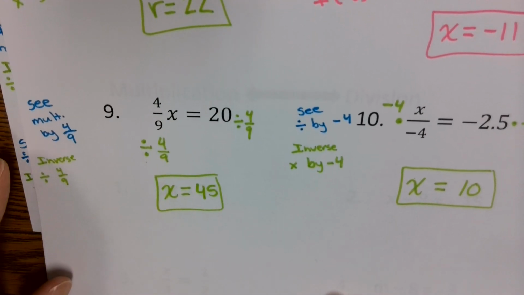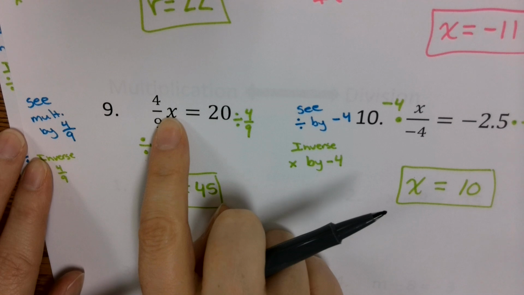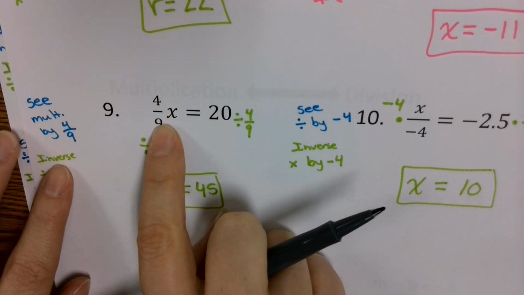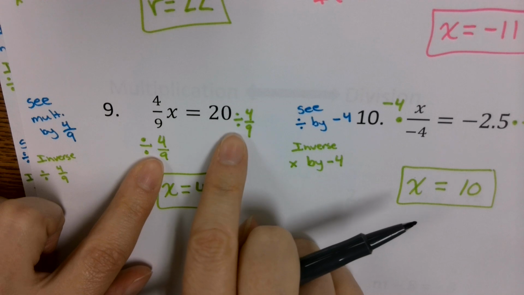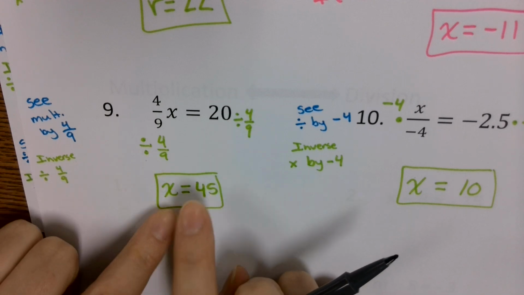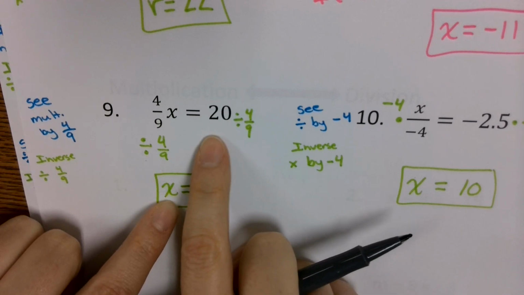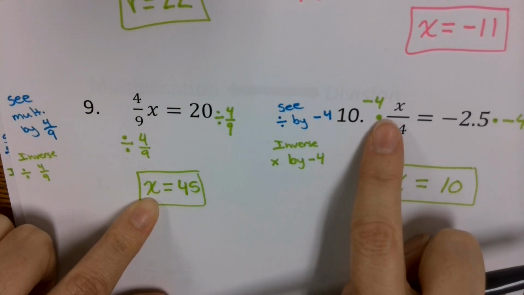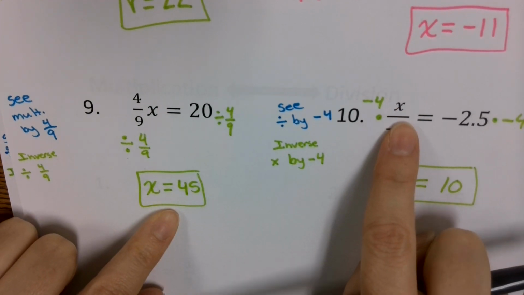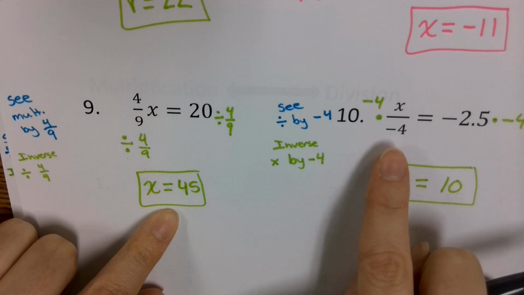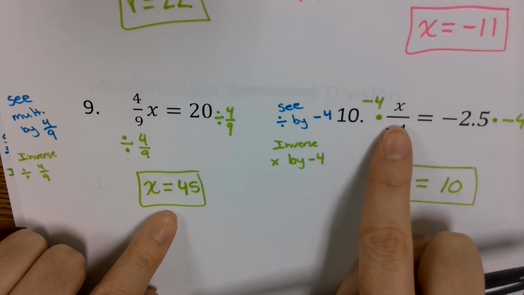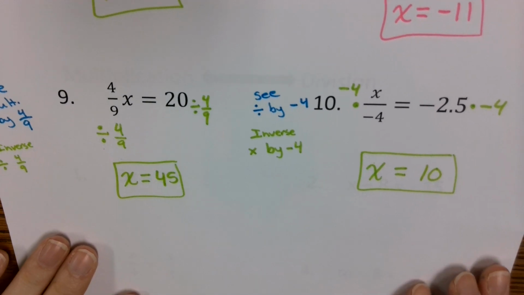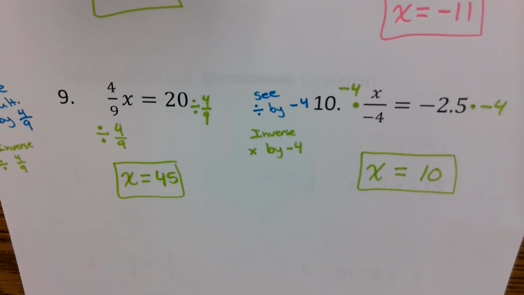For problem 9, again, I see that this is 4/9 times x. This is multiplication of 4/9. So that means we're going to divide both sides by 4/9, and we would get x is equal to 45. 20 divided by 4/9 is going to come out to 45. Okay, and then last problem, I see that this is x divided by -4. So my inverse is to multiply by -4. -2.5 times -4 gives me a positive 10.